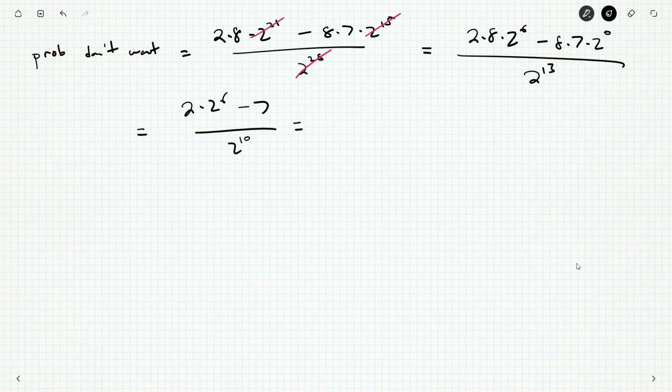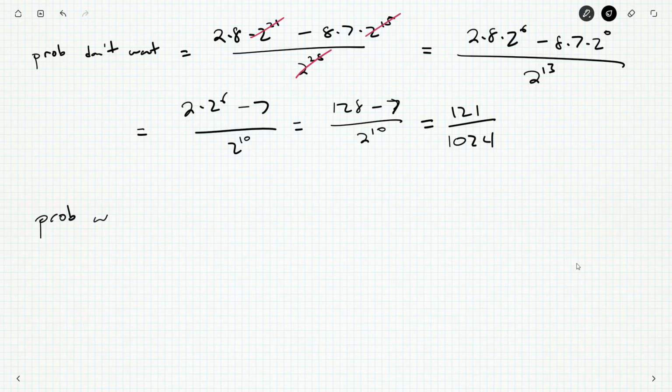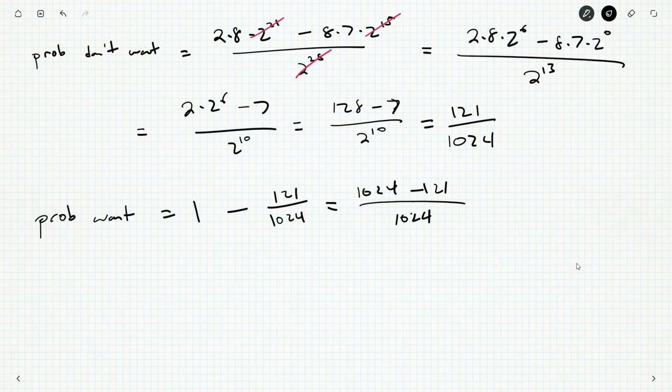And that 7 is going to stop us dividing by 2, so it's going to be 128 minus 7 all over 2 to the 10, or 121 over 2 to the 10. 2 to the 10 is 1024. So that's the probability we don't want. So the probability that we do want is everything else. So it's 1 minus this probability. That's going to be 1024 minus 121 over 1024. And so 4, we get a 3 here. The 2's cancel out, we'll get a 0. And the 10 minus 1 is 9, 903.